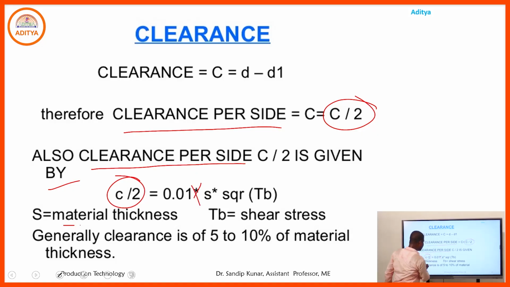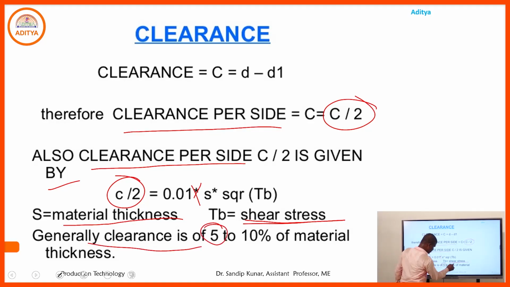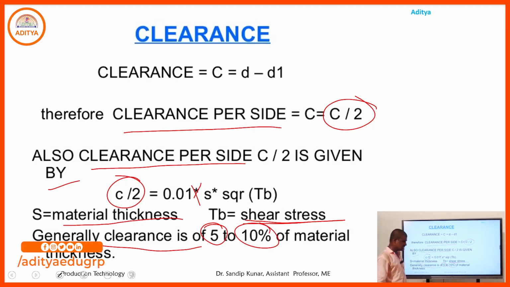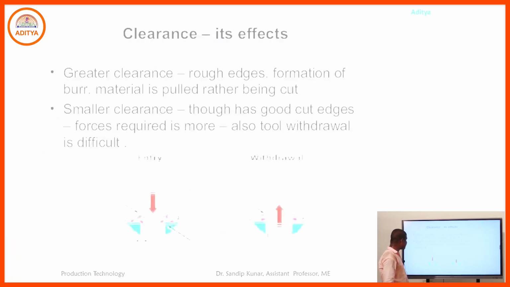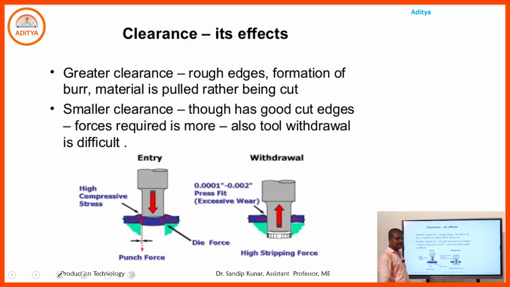S means material thickness, and square root of tau B means shear stress. Using that formula, we have also calculated the clearance. Generally, it is 5 to 10% of the material thickness. Using that percentage, we generally maintain the clearance between punch and die. Clearance effect: what will be the effect of the clearance?